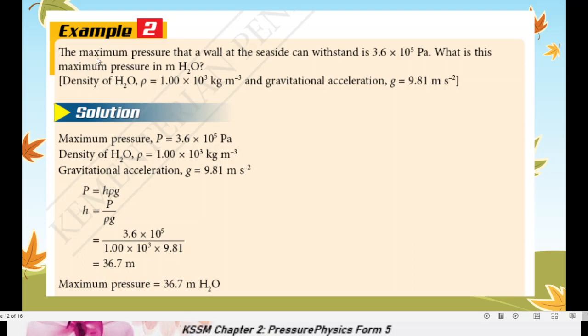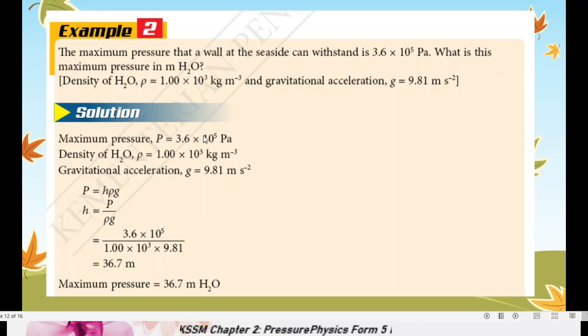Example 2. The maximum pressure that a wall at the seaside can withstand is 3.6 times 10 to the power 5 Pascal. What is this maximum pressure in meter of water? You can see from the unit of Pascal, now we want to convert to meter of water. So this is a metric unit. Given here, density of water rho is 1000 kilogram meter to the power negative 3, g is 9.81 meter second to the power negative 2.